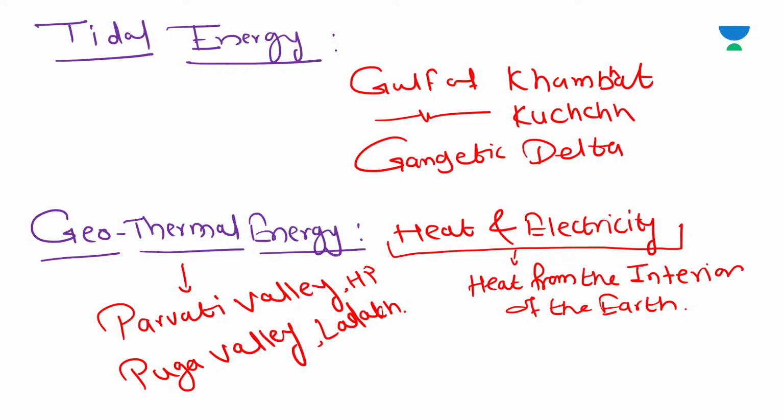So basically, geothermal energy refers to the heat and electricity produced by using the heat from the interior of the earth. As we know, earth grows progressively hotter with increasing depth, and the geothermal gradient is high. High temperatures are found at shallow depths.